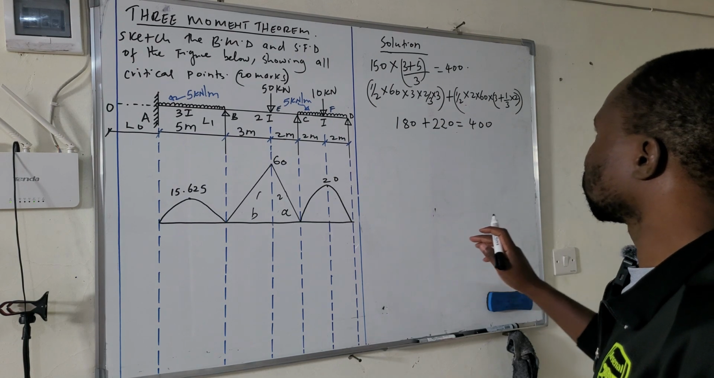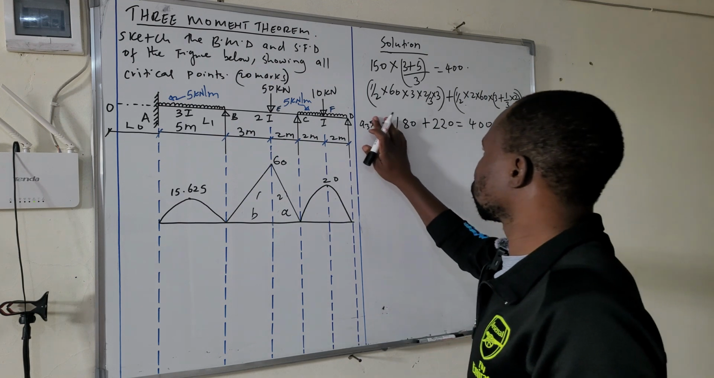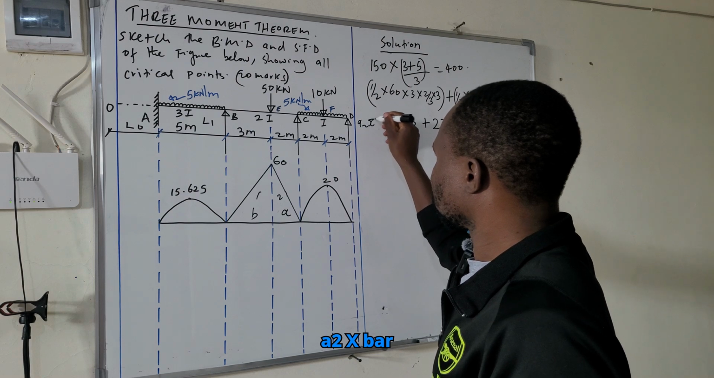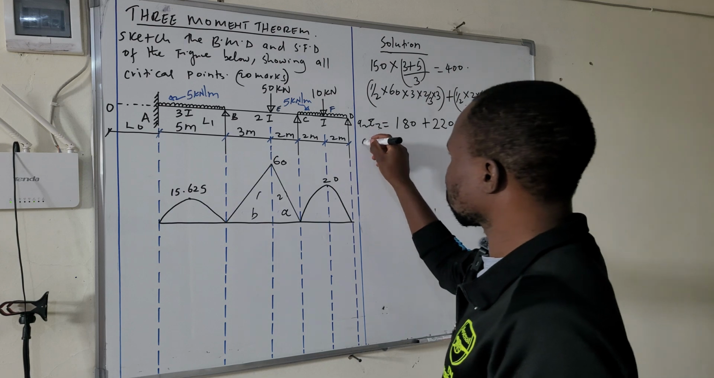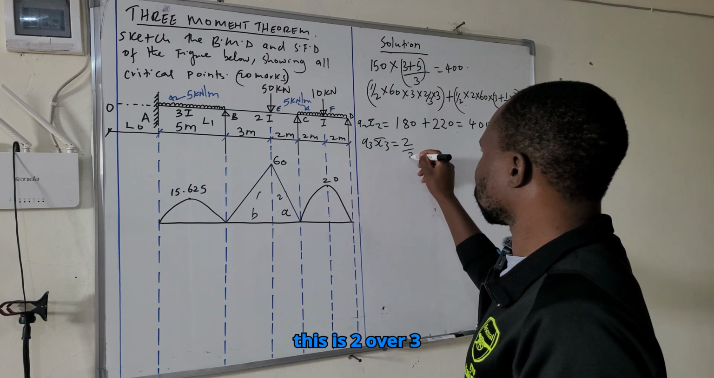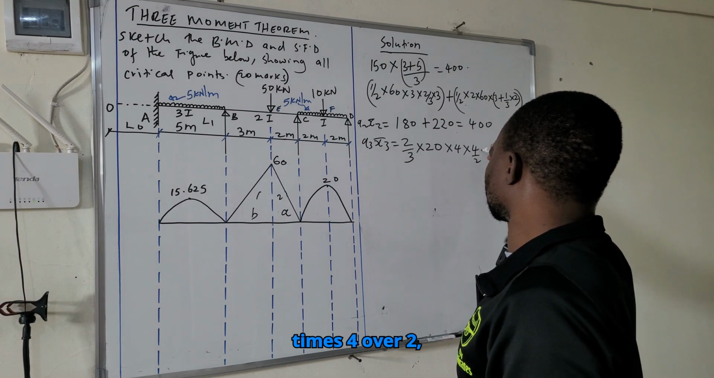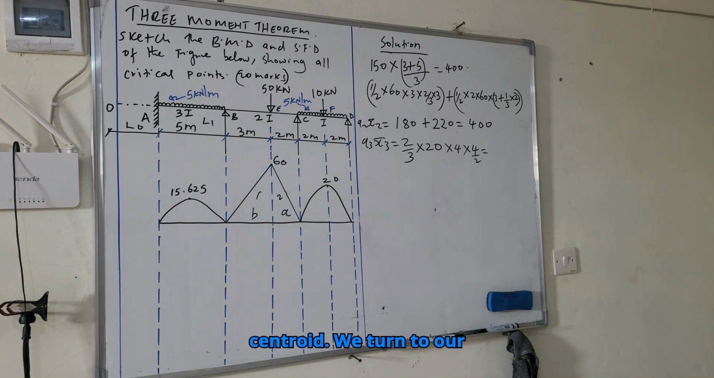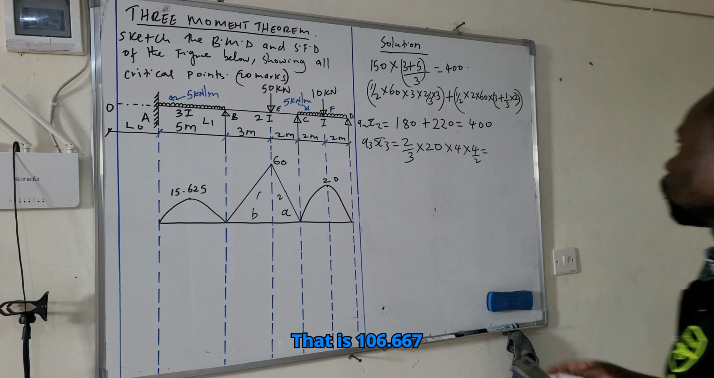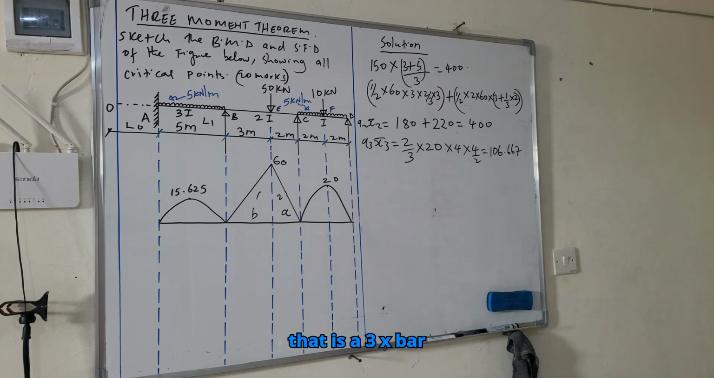So after calculating a2 x bar 2, which is 400, now we proceed to a3 x bar 3, which is equal to, the area of this is 2 over 3 times 20 times 4 times 4 over 2, which is the centroid. We punch our calculator. 2 over 3 times 20 times 4 times 2. That is 106.667. So that is a3 x bar 3.